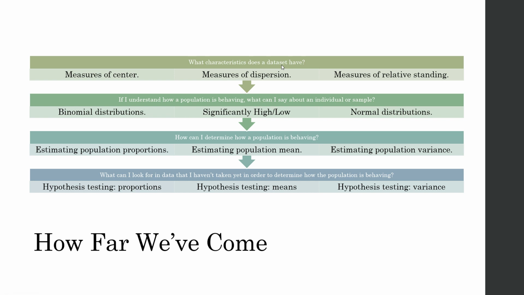But then we started adding context, right? We looked from the population in, where we said, okay, we think the population has this type of behavior, whether it was normal or binomial or uniform. We even looked a little bit at t-distributions and chi-square distributions, and we tried to talk about how an individual or even a sample is behaving within that population.